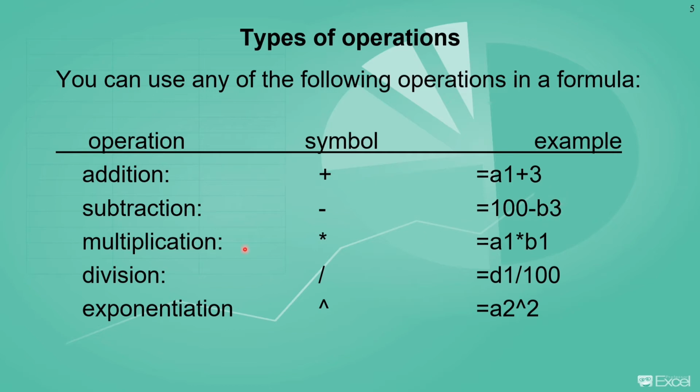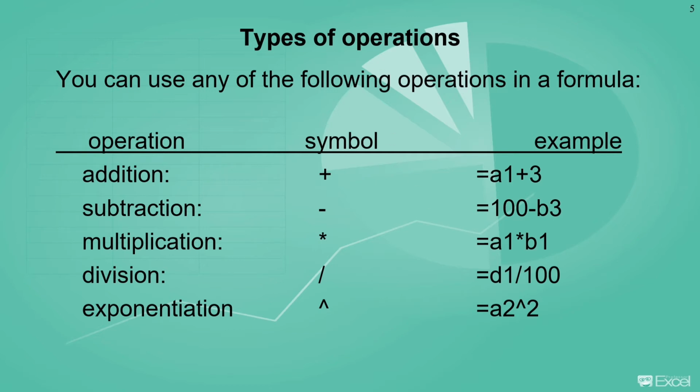For multiplication, we use the asterisk. So that's equal sign A1 times B1. For division, we use the forward slash, for example, equals D1 over 100. And for exponential, we're going to use the caret. So equal sign A2 raised to 2. Okay, so let's try to have some examples para makita natin yung paggamit ng formulas and also these operators.